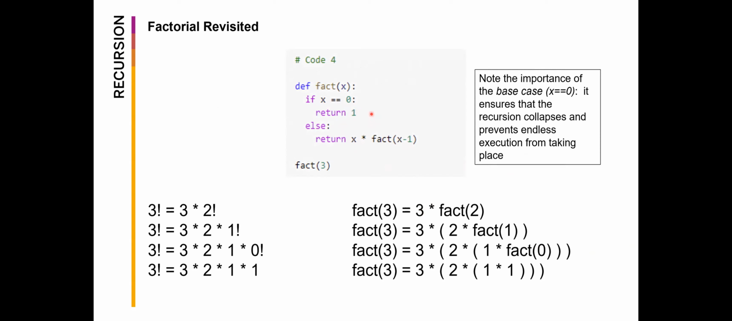Again, the base case is here to ensure that we get out of this loop. The term is we collapse the loop, or the recursion, and we prevent infinite loops from happening. Is this clear? Yes, sir. All right.